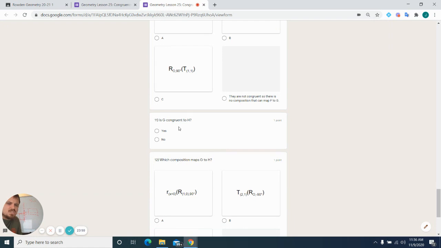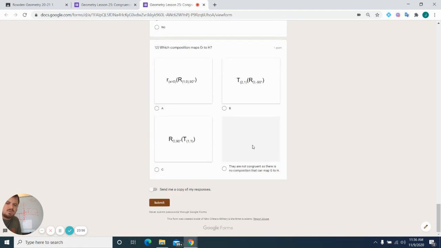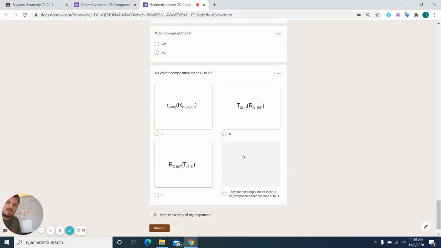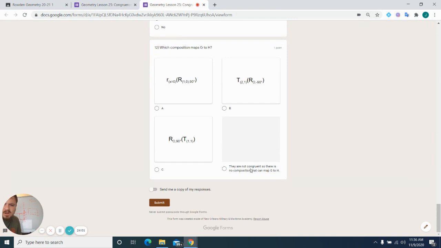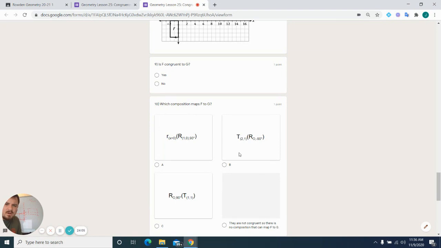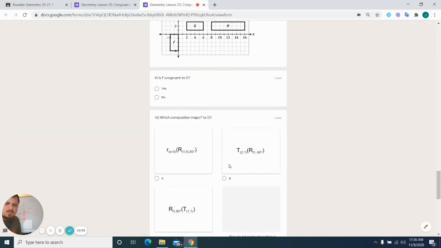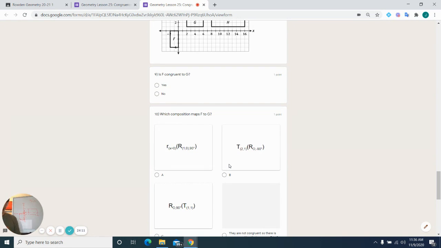So right here, is G congruent to H? G is not congruent to H. Look how much longer it is. So when I ask you to answer this, you're just for sure going to do this. This is just not going to work. Right here, no, they are not congruent, so there's no composition that can map G to H. Okay, but now we're here. Either there's a typo on one of these, or I'm doing something wrong when I'm demonstrating it.